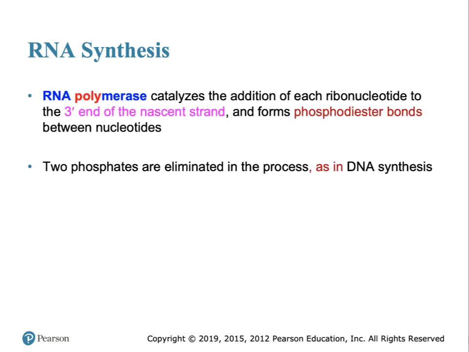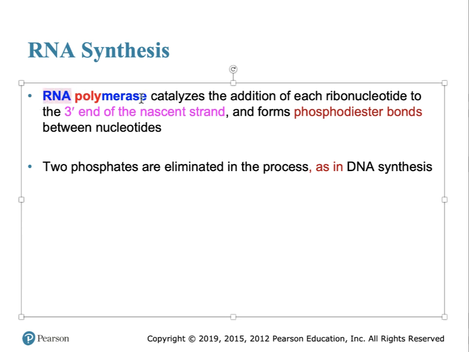The other major difference is that the enzymes that life uses to copy DNA into RNA are different to the ones that life uses for copying DNA to DNA. The only difference is in the name. These are called RNA polymerases, not DNA polymerases. But they do, as we mentioned earlier, exactly the same thing.